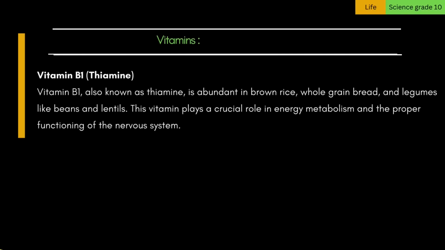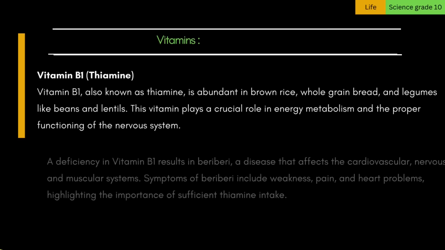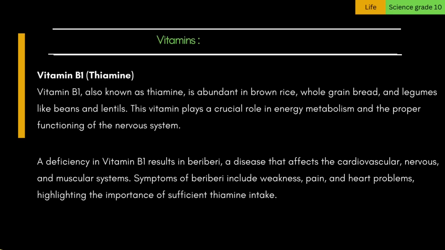2. Vitamin B1, thiamine. Vitamin B1, also known as thiamine, is abundant in brown rice, whole grain bread, and legumes like beans and lentils. This vitamin plays a crucial role in energy metabolism and the proper functioning of the nervous system. A deficiency in vitamin B1 results in beriberi, a disease that affects the cardiovascular, nervous, and muscular systems. Symptoms of beriberi include weakness, pain, and heart problems, highlighting the importance of sufficient thiamine intake.